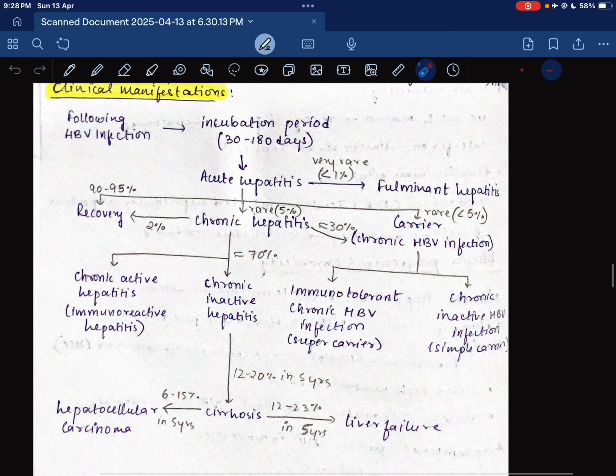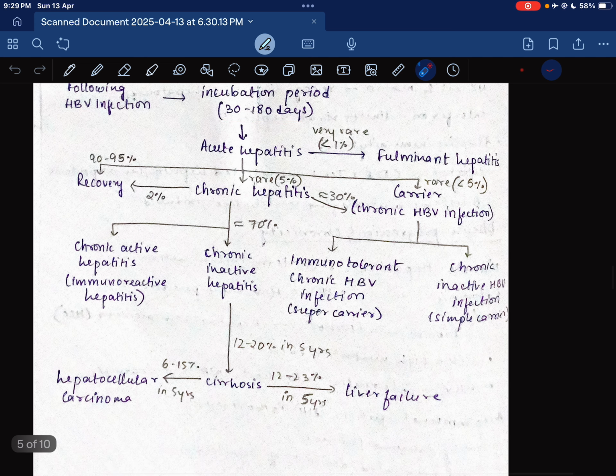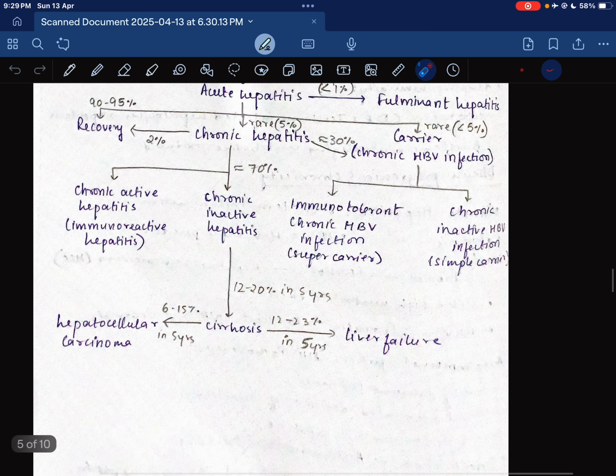Clinical manifestations following HBV infection. Incubation period is 30 to 180 days. Then acute hepatitis: in 90 to 95% it causes recovery. Rarely, 5% chronic hepatitis and less than 5% carrier. Less than 1% lead to fulminant hepatitis. Chronic hepatitis is again divided into inactive hepatitis and active hepatitis. Active hepatitis causes cirrhosis. Cirrhosis causes liver failure or carcinoma.